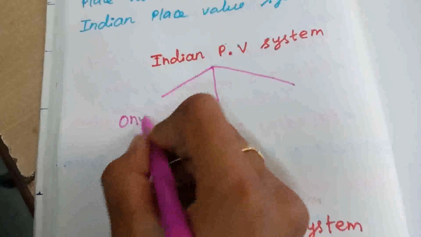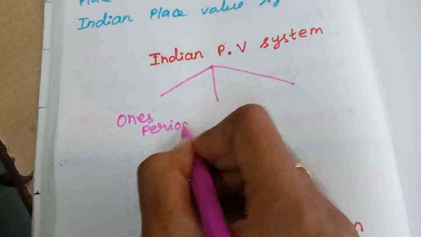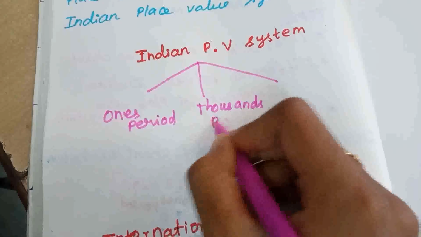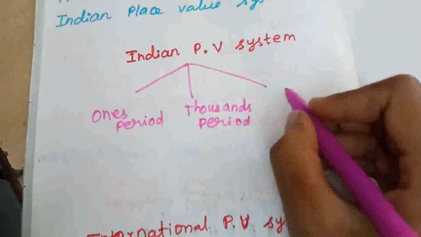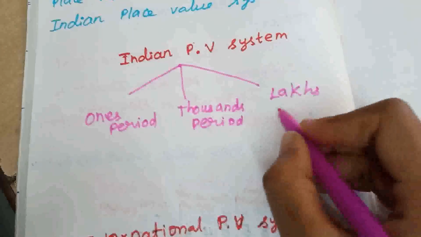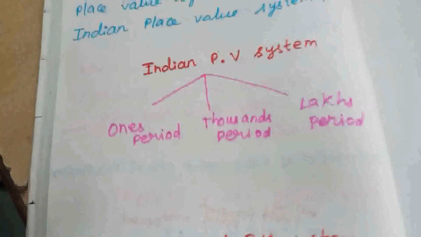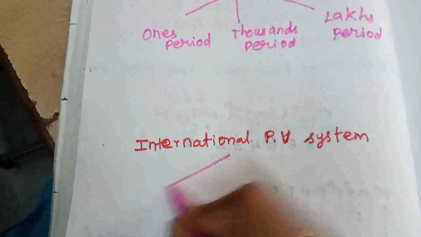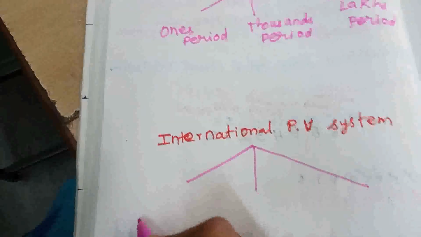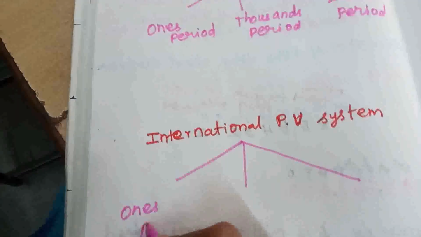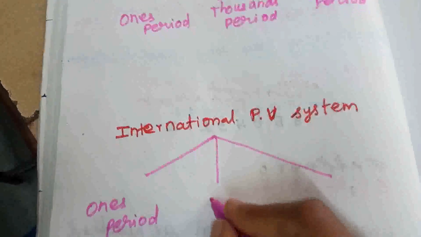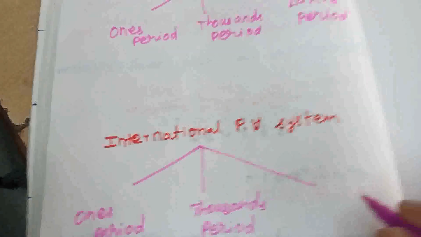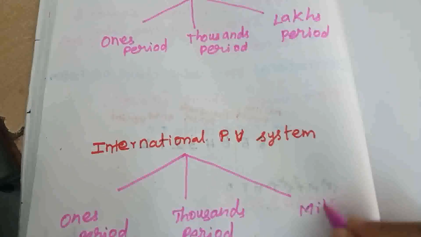First one is the ones period. Next one is the thousands period. The last one is the lakh period. Ones period, thousands period, lakhs period. In international, the first one is the same, ones period. The second one also is the same group, thousands period. The last one is the only difference, that is the million period.